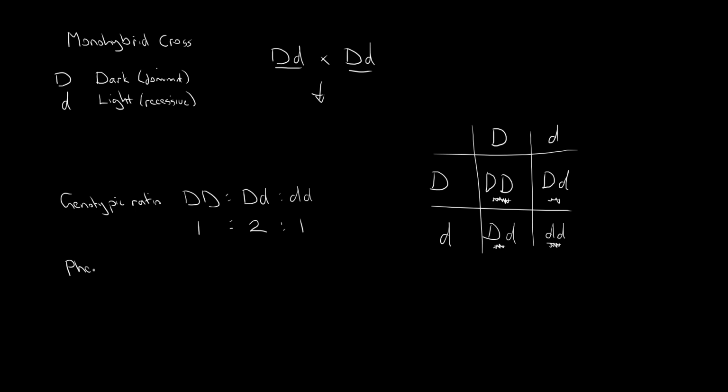The phenotypic ratio is looking at what do they actually look like. How many of the offspring have dark hair and how many of the offspring have fair hair. So we're looking at dark and light, which are the two possible phenotypes. And if we look at dark, the ones that have at least one dominant allele is this one, and this one. So there are three of them. And of those that have light hair, there is one of them.